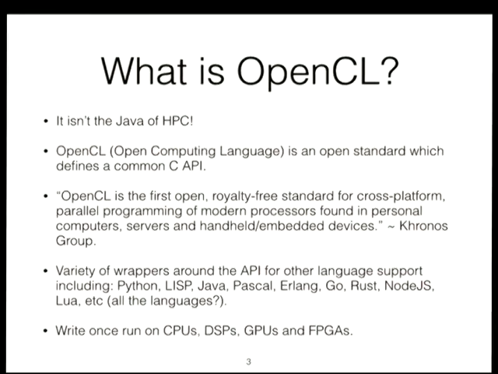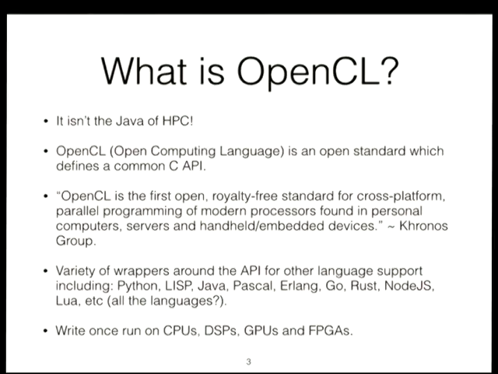So if C or C++ isn't to your liking, there are a variety of wrappers around the API for other language support, including Python, Lisp, Java, Pascal, Erlang, Go, Rust, Node.js, Lua, all the languages. You could write your own bindings to OpenCL.